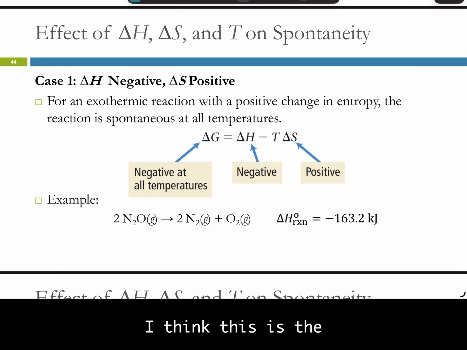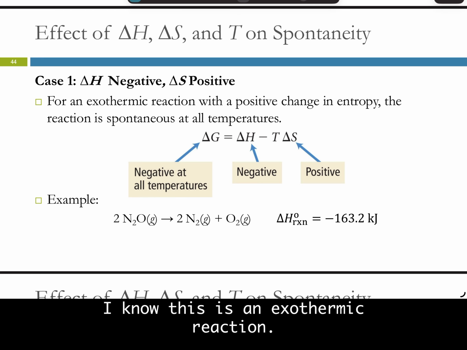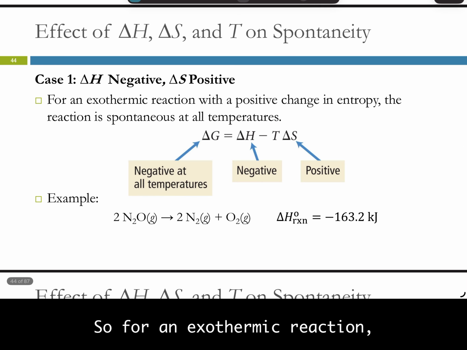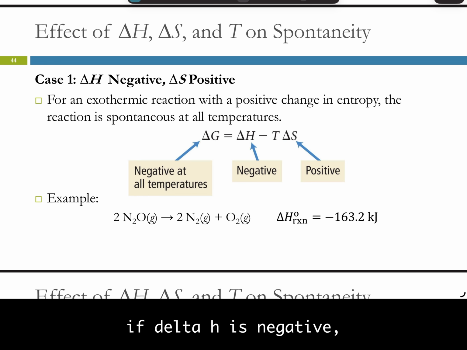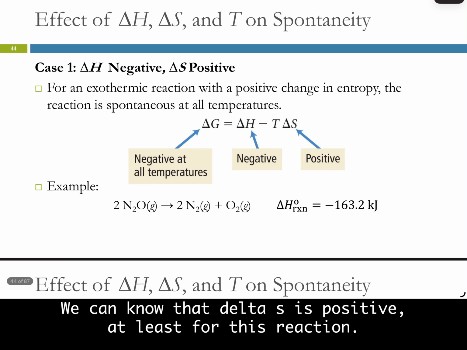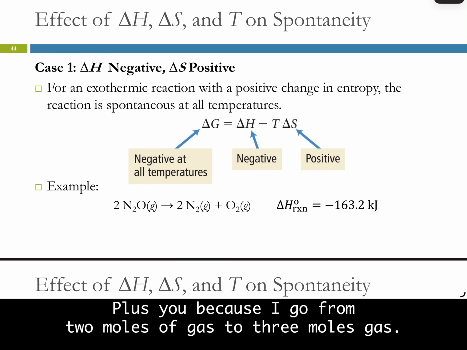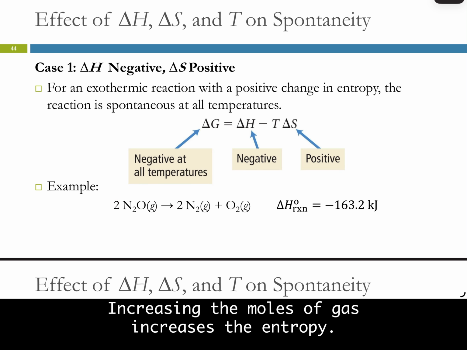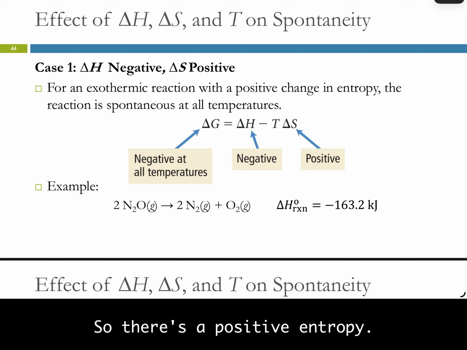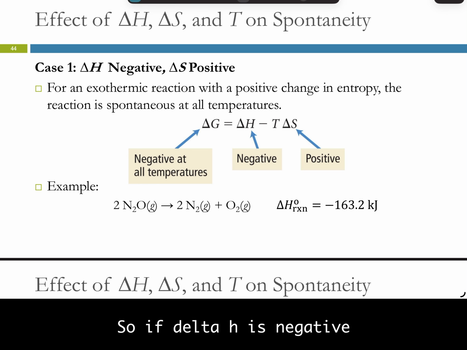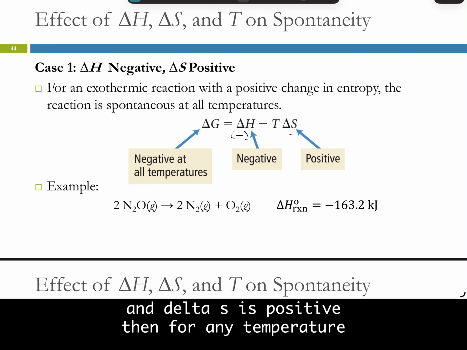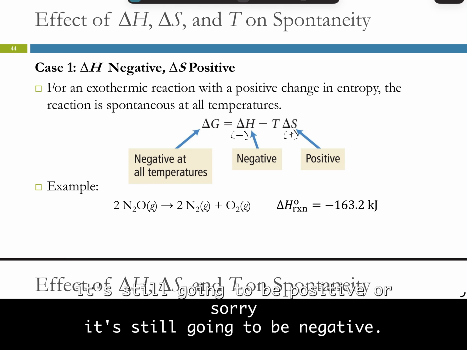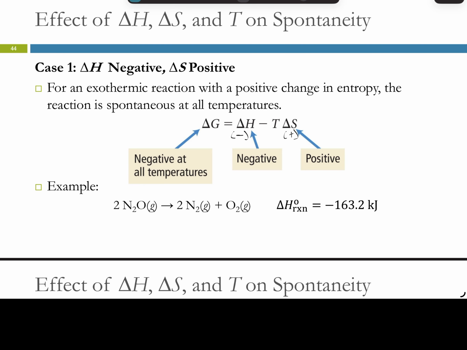I think this is an exothermic reaction. So for an exothermic reaction, delta H is negative, and delta S is positive. We can know that delta S is positive, at least for this reaction that's a gas, because I go from 2 moles of gas to 3 moles of gas. Increasing the moles of gas increases the entropy, so there's a positive entropy. So if delta H is negative and delta S is positive, then for any temperature, it's going to be negative. Delta G will always be negative.